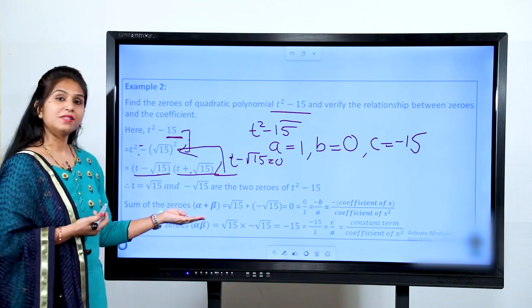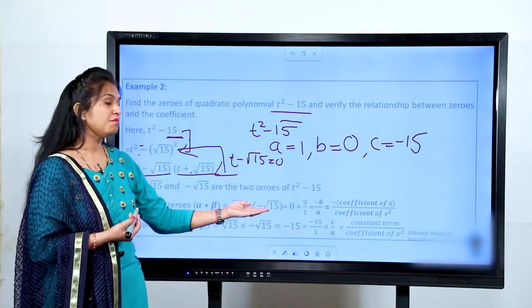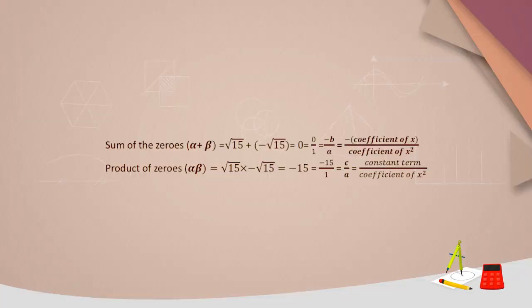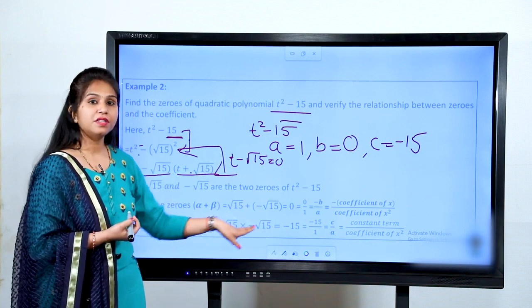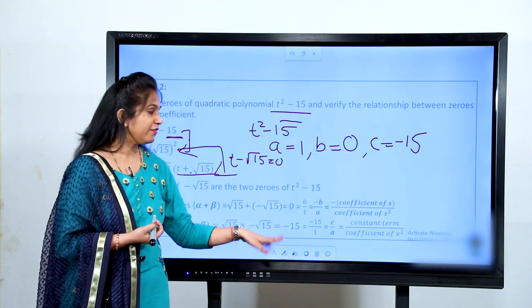So sum of the zeros, alpha and beta, root 15 plus minus root 15. Children, we know when we are adding two numbers of a different sign, the sum is equal to 0. So root 15 minus root 15 gives you 0, and the product of the two roots, that is root 15 into minus root 15, gives you minus 15. As one of the numbers is negative, the product is also a negative number.